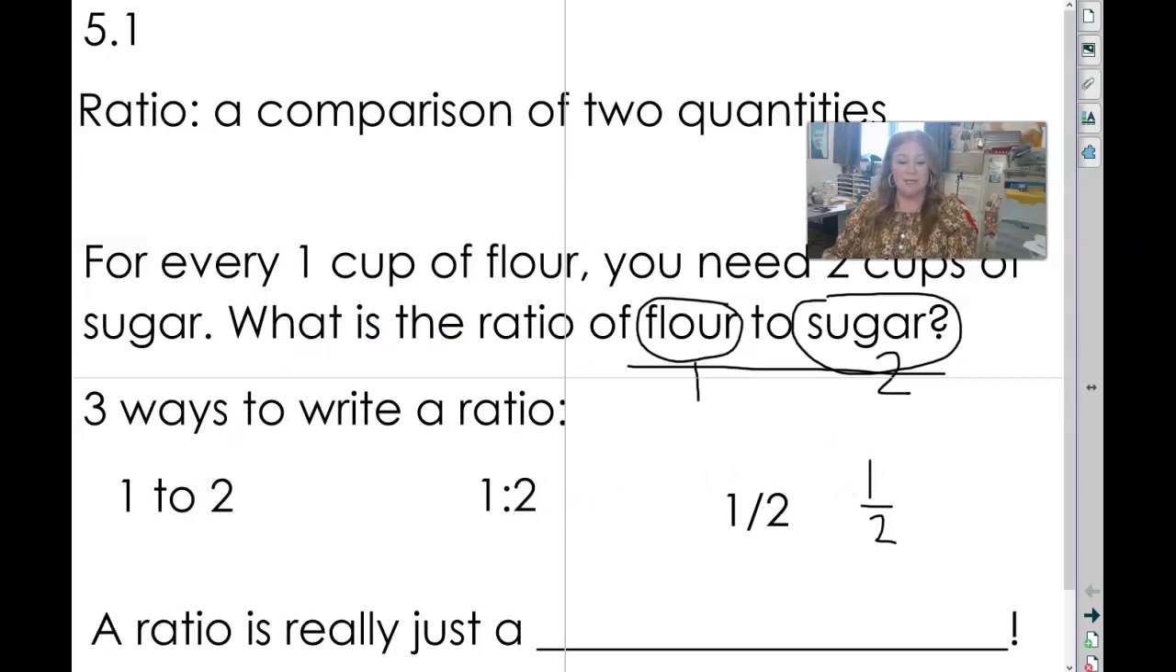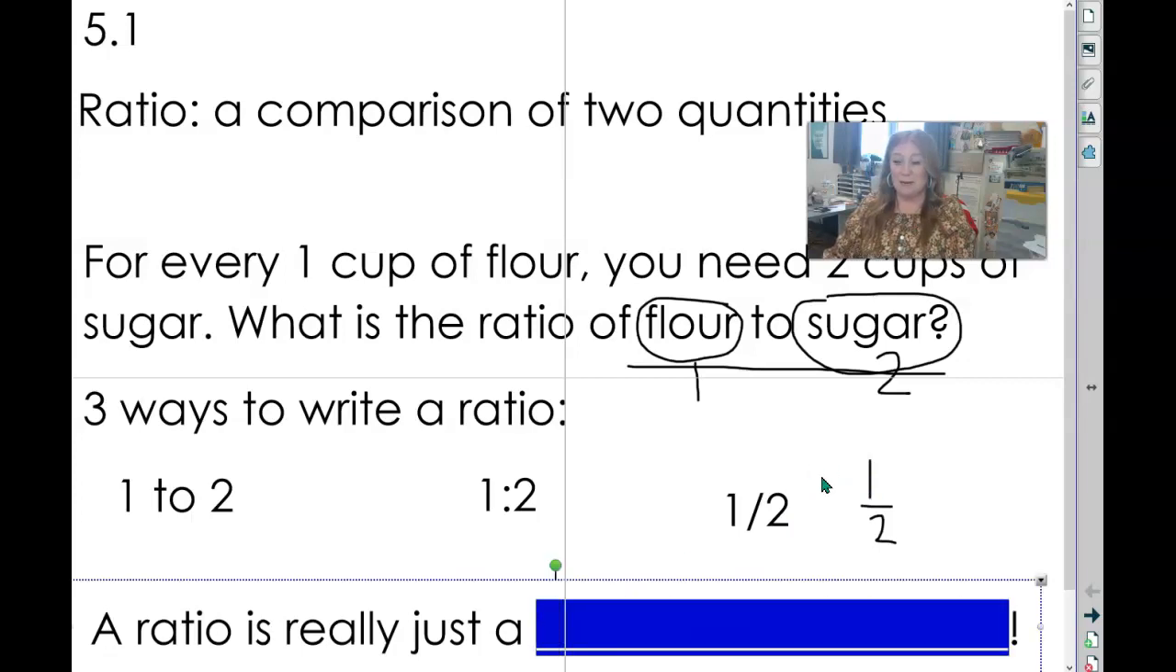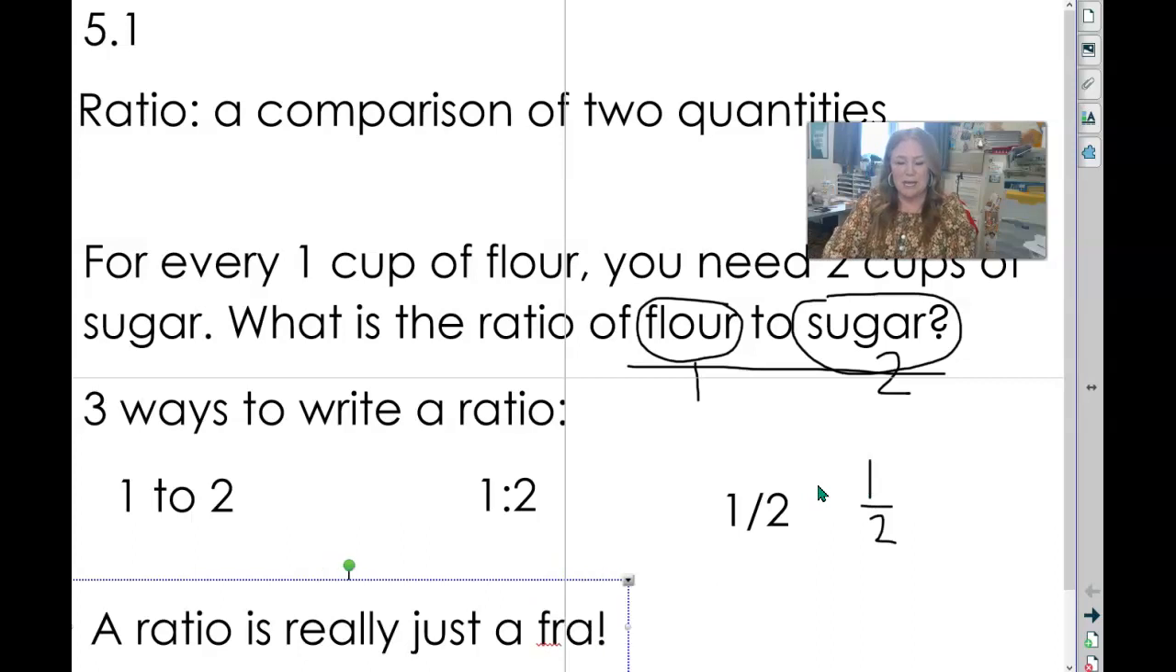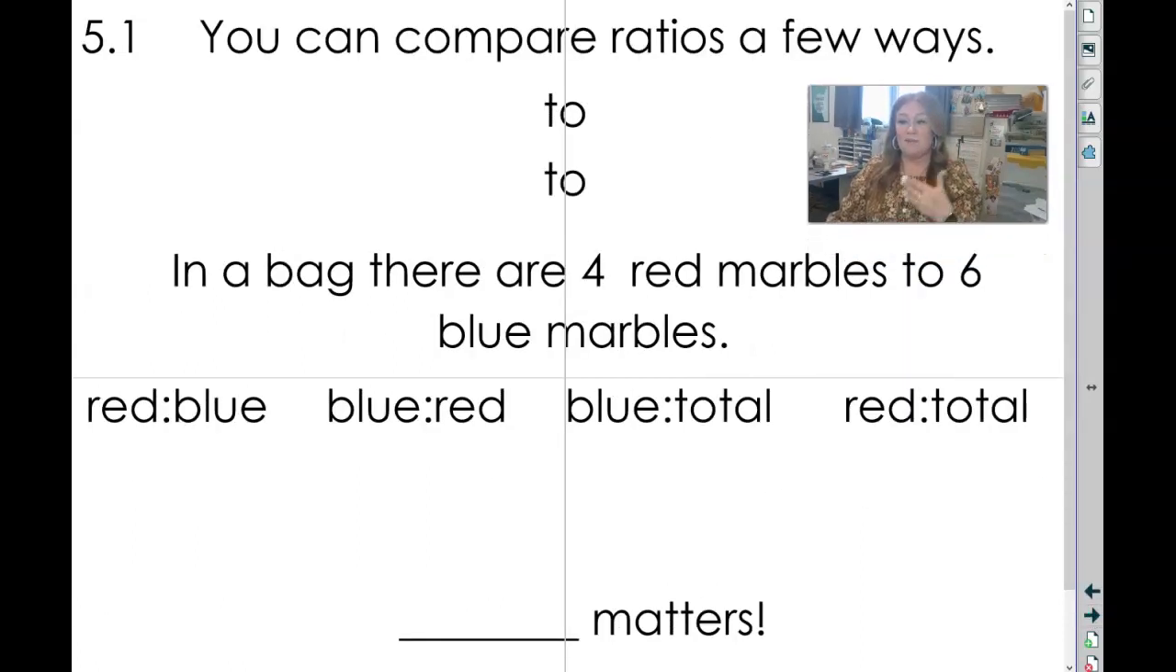My favorite way to write a ratio is as a fraction. A ratio is just a fraction. So we are going to be making equivalent ratios. We're going to be simplifying them. It's just like a fraction. We're going to take the fraction and do the same thing to the numerator and the denominator. So you can write it 3 ways.